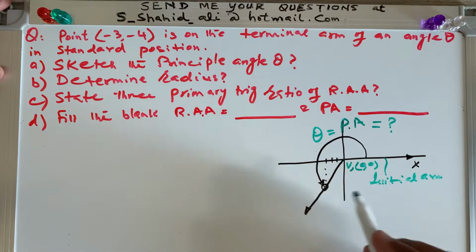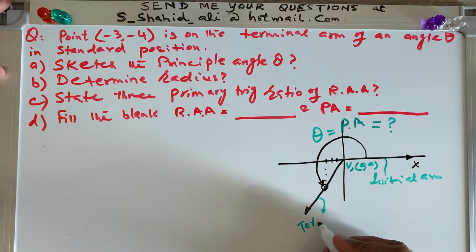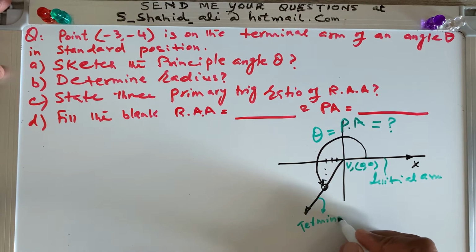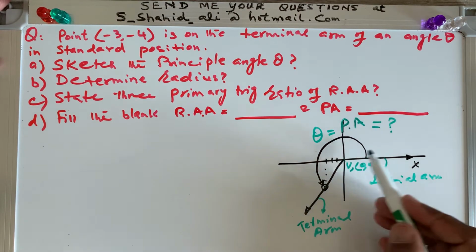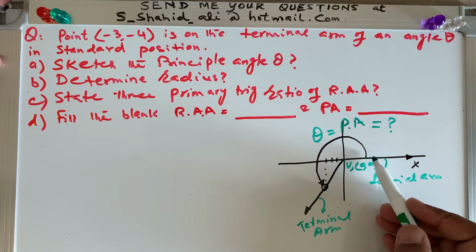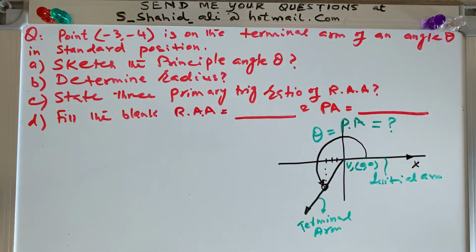My initial arm is this, my terminal arm is this. So initial arm and terminal arm, right? In standard position means we have defined that the vertex is at (0, 0), and the initial arm is at the positive x-axis, and it rotates positive. Anti-clockwise is always a positive angle, right? Sketch the principal angle. So we sketch it. We have to find out the value also in the D section.